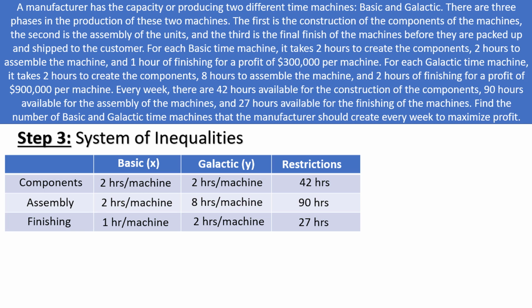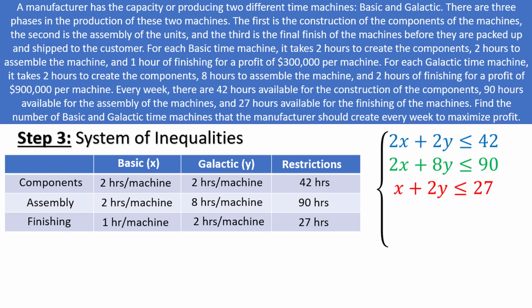Now that we have completed our table, we can create our system of linear inequalities from the table, which is 2x plus 2y is less than or equal to 42, 2x plus 8y is less than or equal to 90, and x plus 2y is less than or equal to 27.